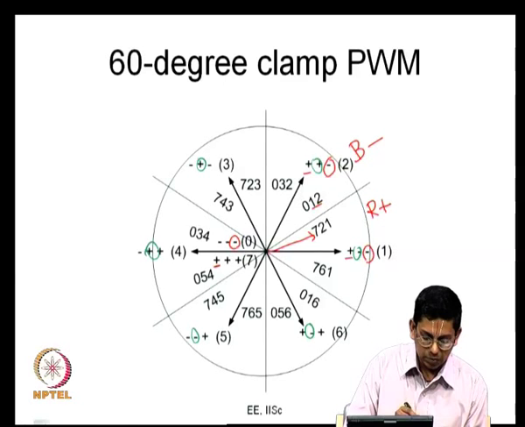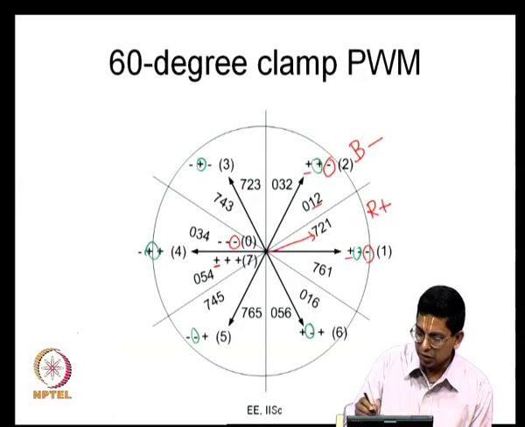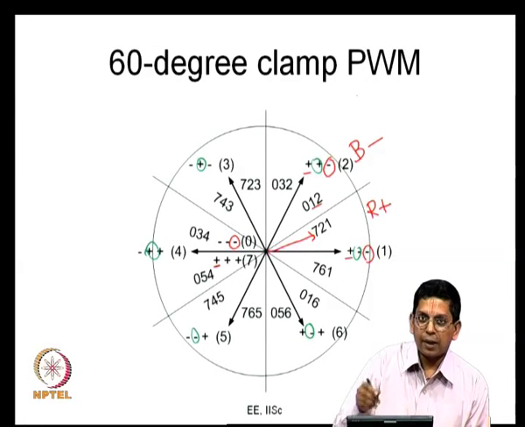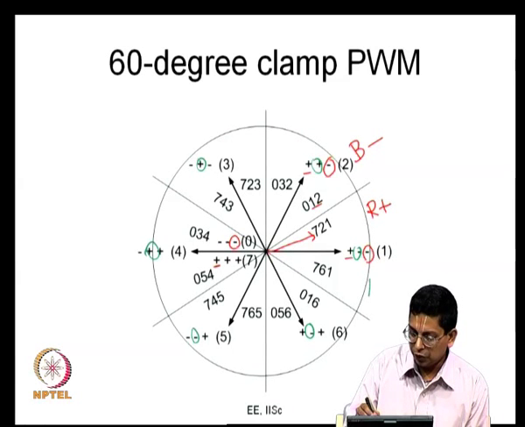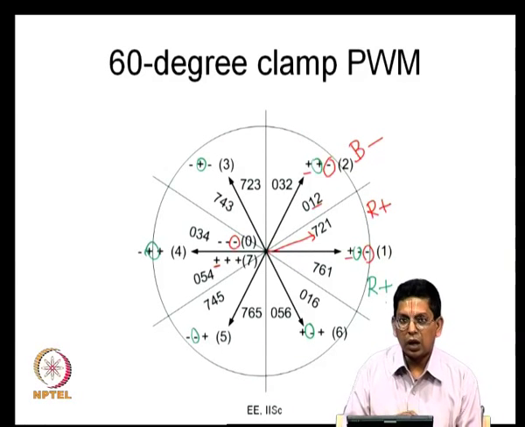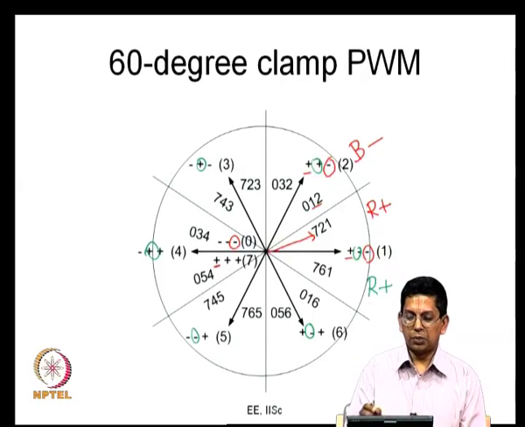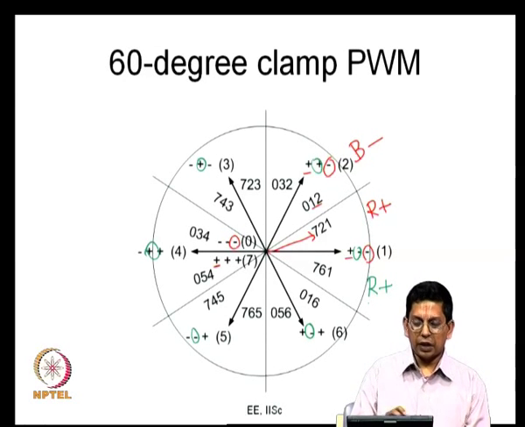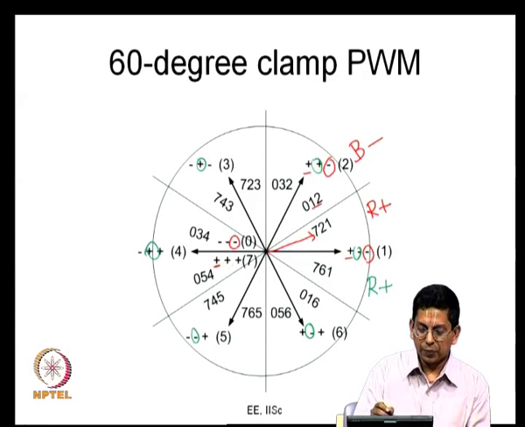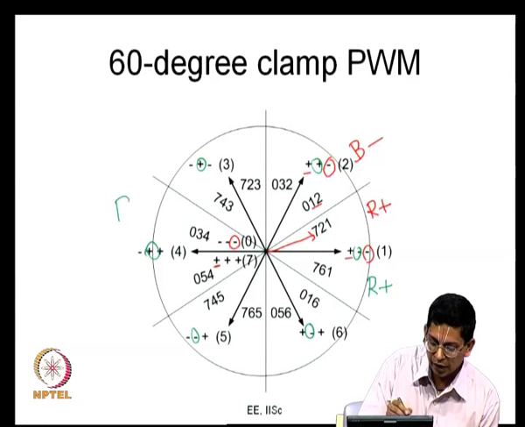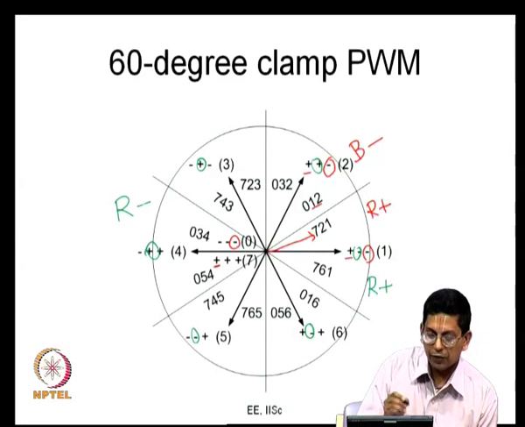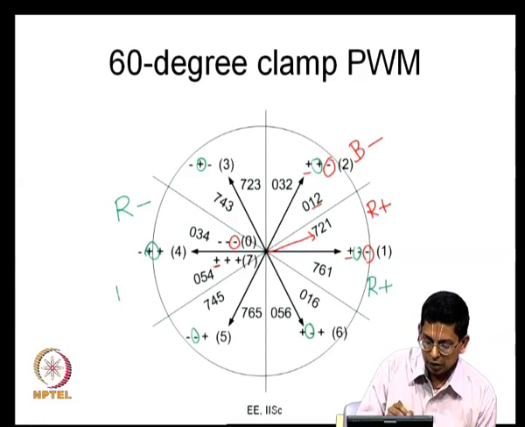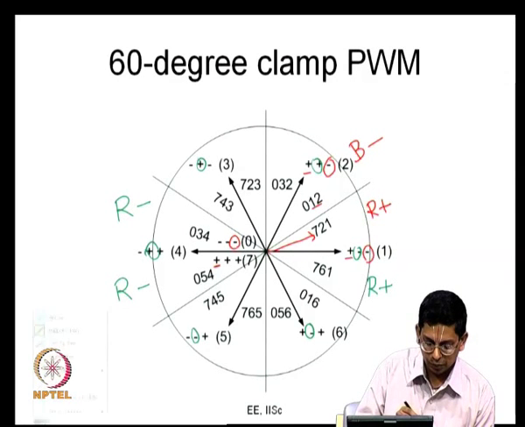So, we call this bus clamping PWM because every phase gets clamped to one bus. Now, if you take here, R is connected to the positive DC bus here also, and in the same way as we looked at yesterday, here also you will find R phase is once again clamped. R phase is clamped to the negative bus. Here also you will find R phase is clamped to the negative bus.